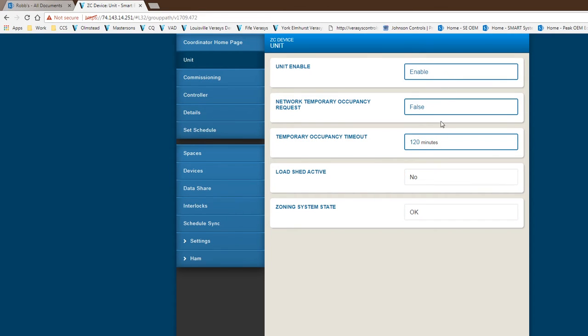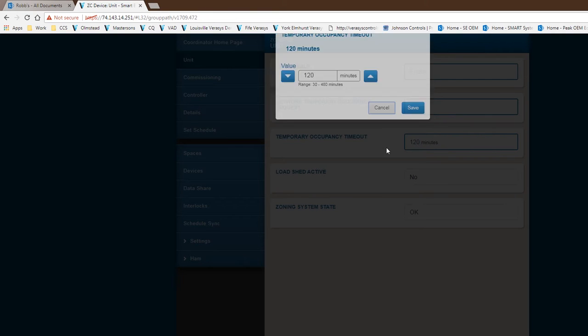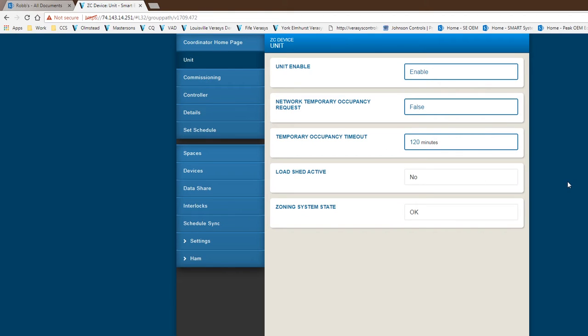You have high level stuff here from the standpoint of the unit being enabled, and if you have any occupancy or temporary occupancy coming from the network, this is where you change your timeout for your temporary occupancy. You can go up to 480 minutes or as low as 30 minutes. So this is the little button on our network sensor that's connected to your zone damper.